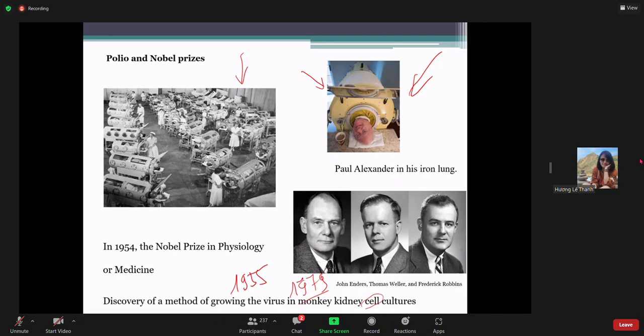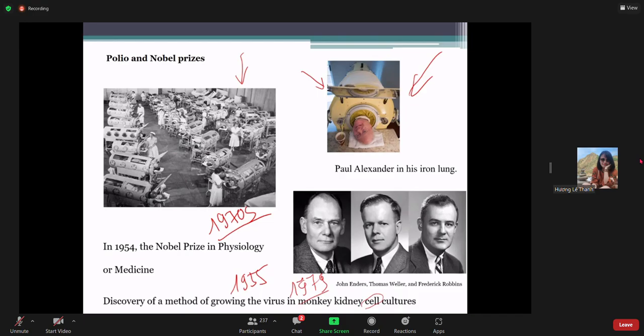So, around the 1970s, humans started to develop mammalian cell culture techniques. From the 1970s, we can start to culture animal cells outside of living organisms. So, first, about the animal cell cultures.